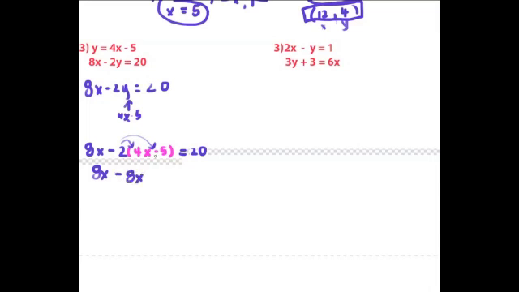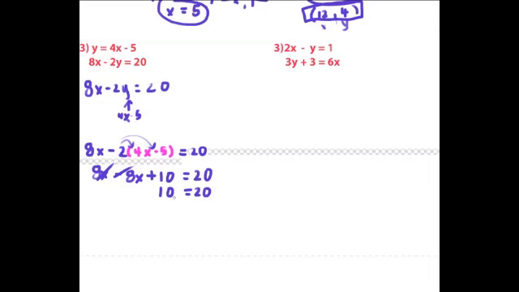Don't forget this negative 2 times the negative 5 is going to make this plus 10. We distribute the negative in 2. Okay. And then what do we have here? So if we reduce this out, I get 8x minus 8x, they cancel out. And then I'm left with 10 equals 20.